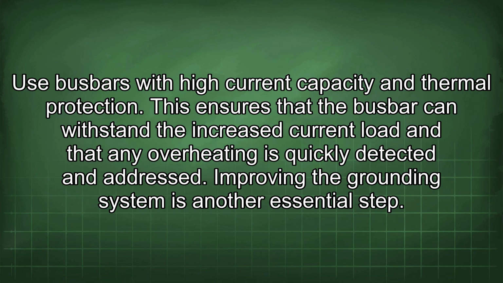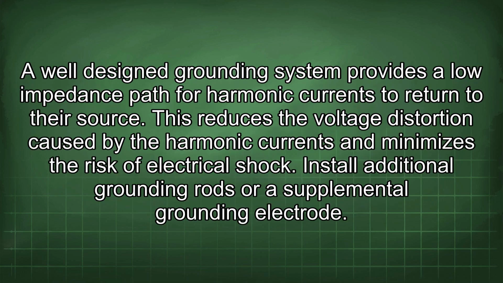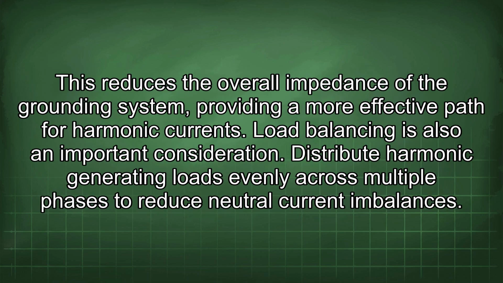Improving the grounding system is another essential step. A well-designed grounding system provides a low impedance path for harmonic currents to return to their source. This reduces the voltage distortion caused by the harmonic currents and minimizes the risk of electrical shock. Install additional grounding rods or a supplemental grounding electrode. This reduces the overall impedance of the grounding system, providing a more effective path for harmonic currents.